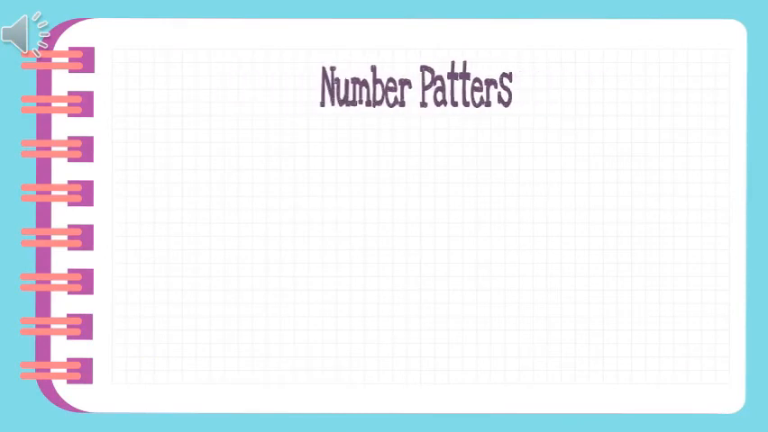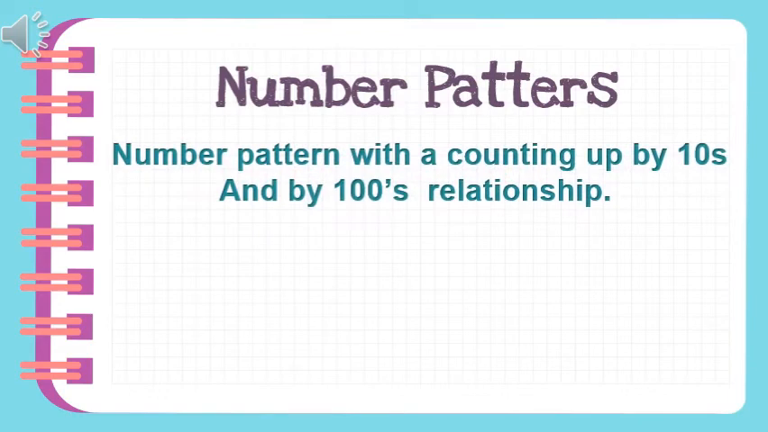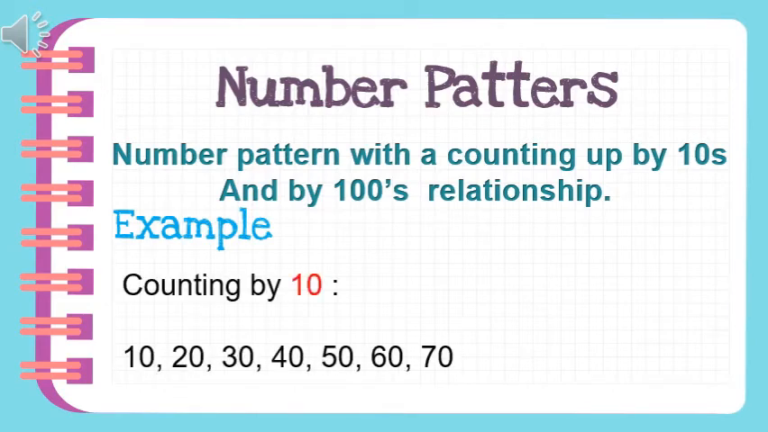Now let's learn how to do number patterns with counting up by tens and by hundreds relationship. For example, counting by 10: 10, 20, 30, 40, 50, 60, 70, and so on.